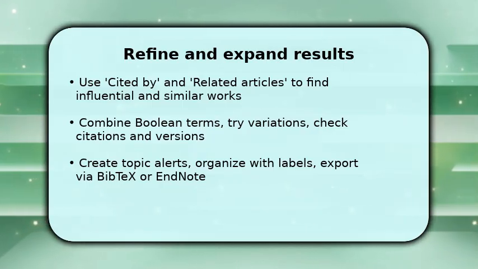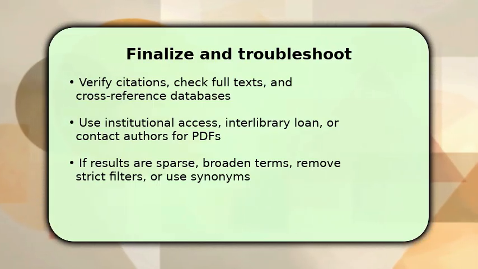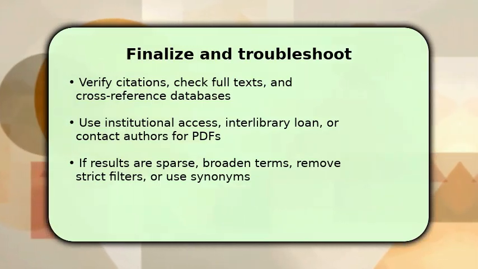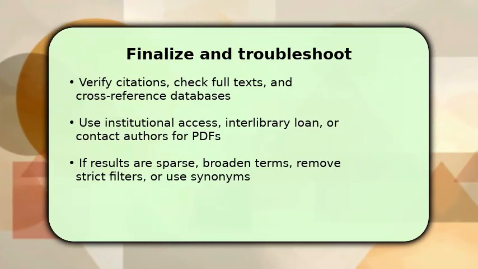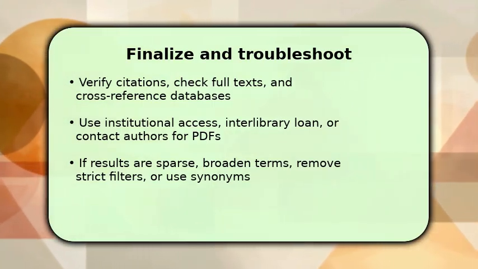Finish by verifying citation details and obtaining full texts. Always cross-reference with your institution's databases to ensure accuracy. If a paper is behind a paywall, make sure to try institutional access, request via interlibrary loan, or email the author. Many will share a PDF.